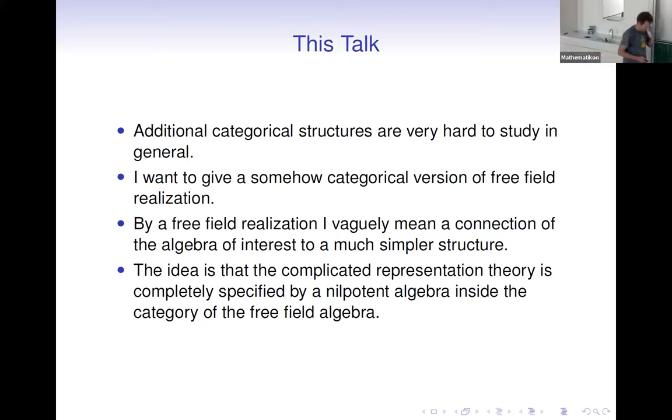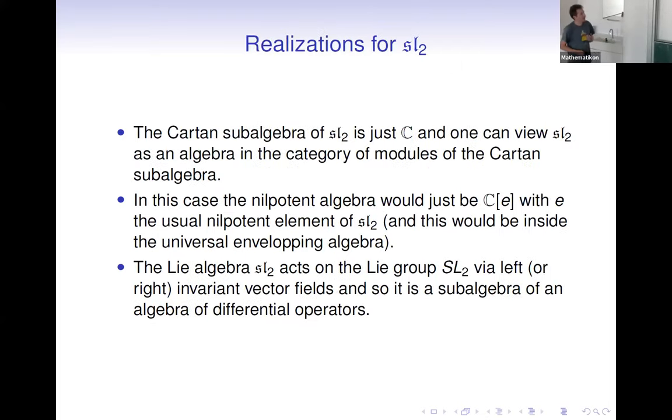And so what my talk is about is that the VOAs that appear in the modern context usually always allow for free field realizations. And I want to explain to you in what sense the free field algebra, together with some additional structure, completely recovers the complicated category of modules. So the idea is somehow to find the simpler algebras inside the structure.